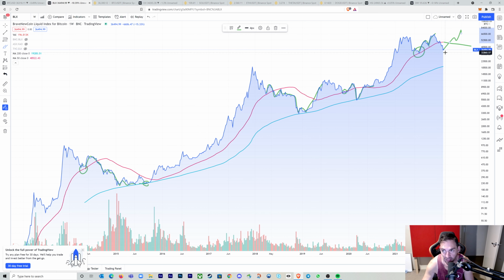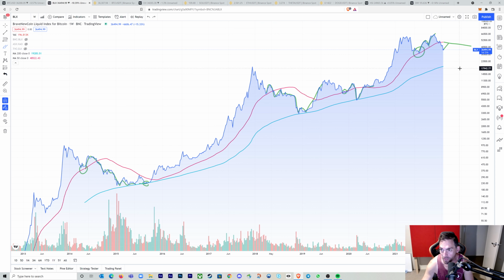But given all the rate hikes and everything going on with the macro markets at the moment, I would say it's less likely that we do that, and we're more likely to get rejected and come down to the 200-week moving average somewhere this year. It could be maybe mid 2022. It could be at the end of 2022, sometime this year.